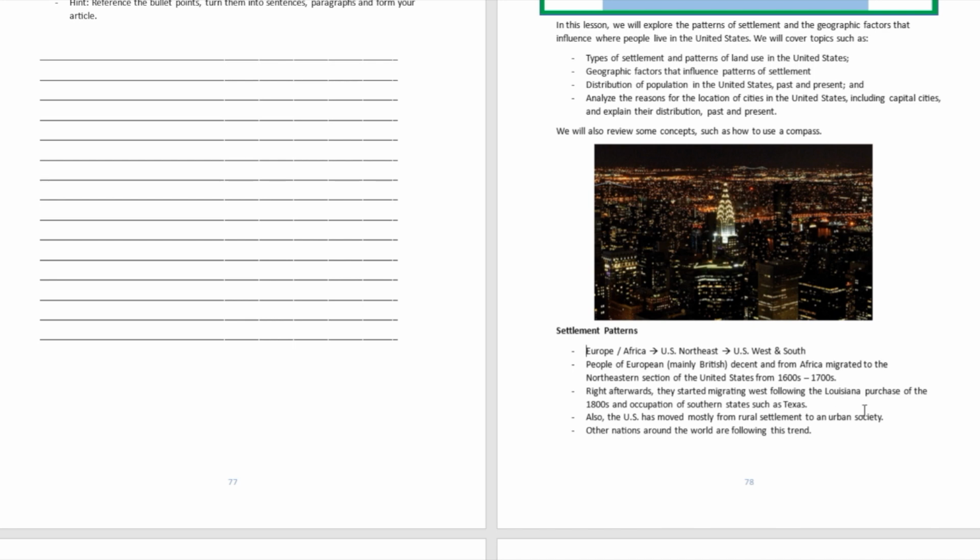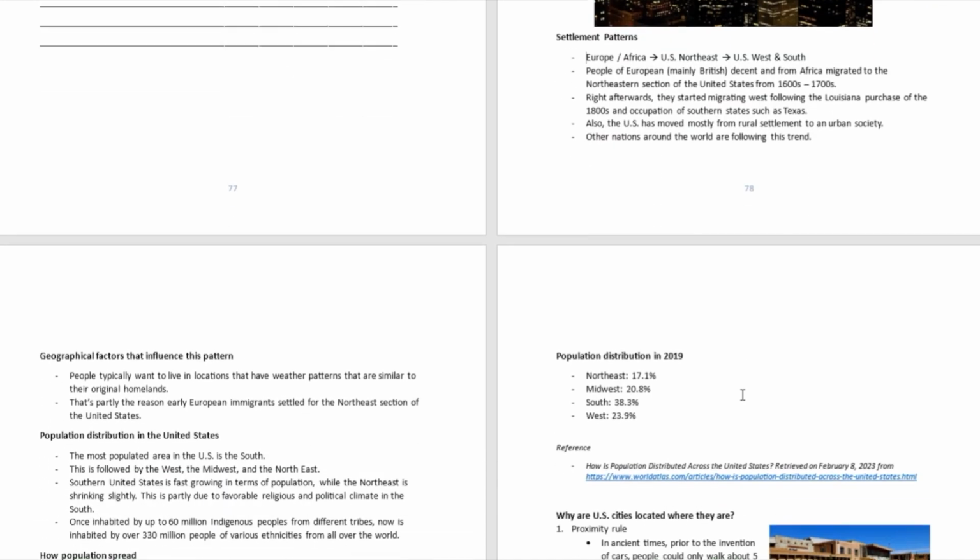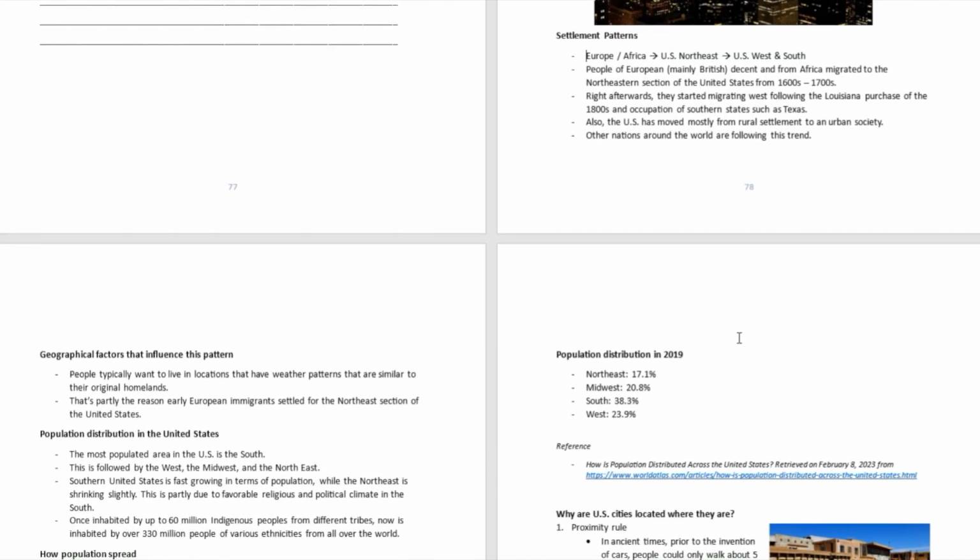But then right afterwards, especially following the Louisiana Purchase of the 1800s and the occupation of southern states, the United States started to expand toward the west. And then, following the Industrial Revolution of the 1800s and the 19th century, people started coming from other parts of the world as well. So, Asia and more people from Europe started coming over to the United States.